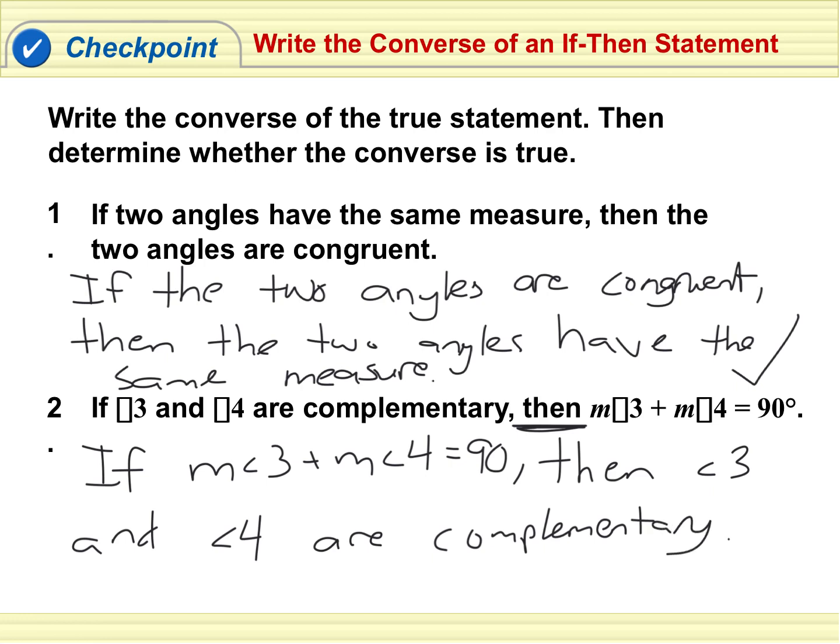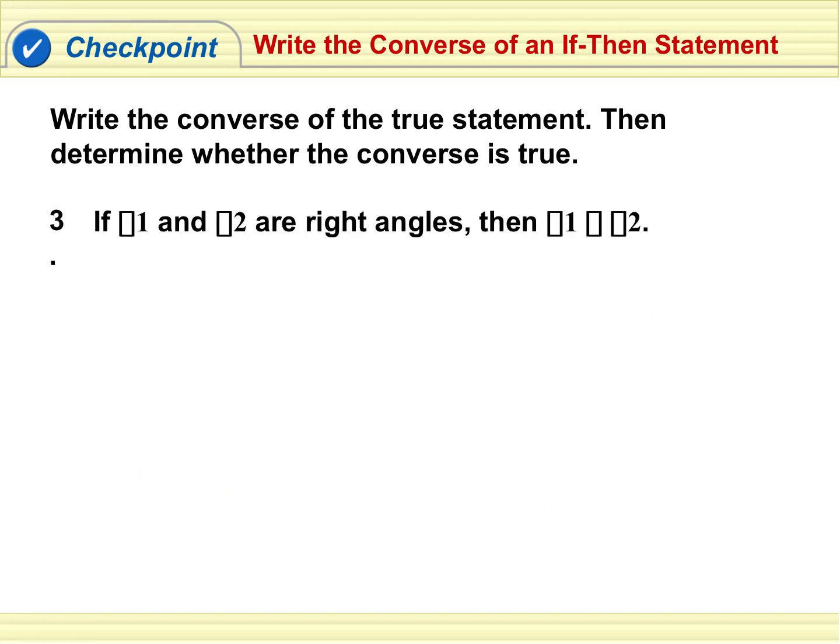Now we got to say whether that's true or false. If measure of angle 3 and 4 are 90, then they are complementary. Is that true? True, because complementary means 90, so that would be true. Are we okay with converse? Okay, go ahead. Try this one. Write the converse and then say whether it's true or false.